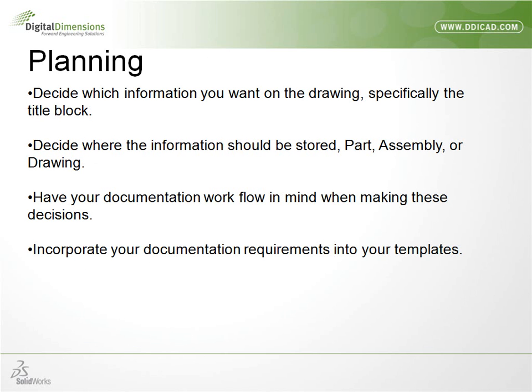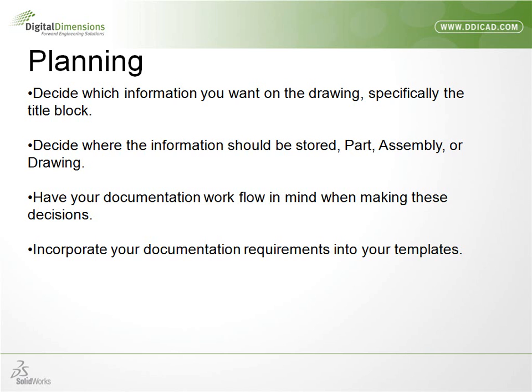So for planning, when coming up with a plan, you want to decide which information you want to display on the drawing. Things like who drew it, who checked it, when you drew it, the revision, maybe the description, maybe even special notes that apply to specific parts. In order to make sure all this stuff works, you need to make sure that the part and the assembly contain the necessary information that you want to display on the drawing, which also means that we need to be thinking about our part templates and our drawing templates at the same time, along with our assembly templates.